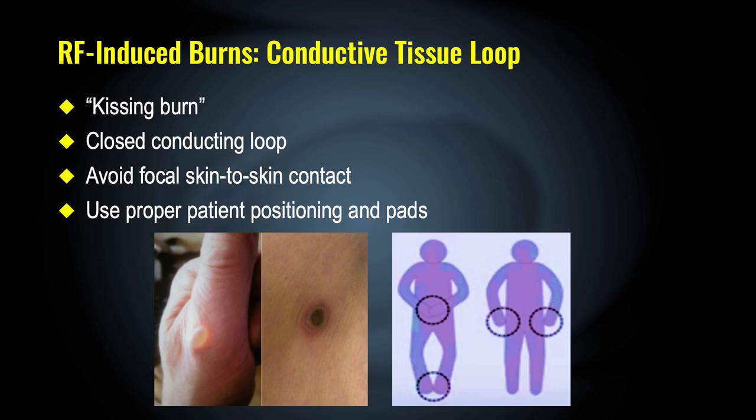The formation of conductive tissue loops has been responsible for burns during MRI. The so-called kissing burn refers to a type of burn that occurs when two body parts touch during the scan, creating a closed-loop conduction circuit. This example of a kissing burn occurred in this patient as he underwent an MRI exam of the abdomen. His lower thumb was in contact with his outer thigh. Note the blister on the lower thumb and the focal lesion on the patient's thigh. To prevent these burns, use proper patient positioning and add padding to avoid body parts from creating tissue loops.